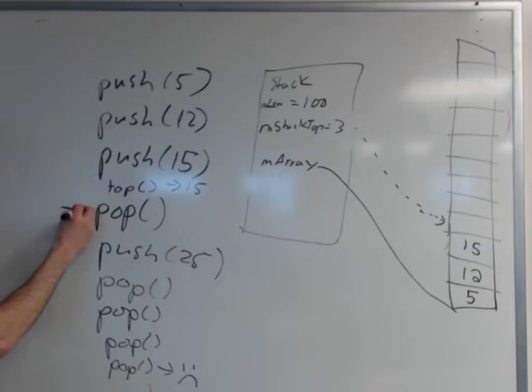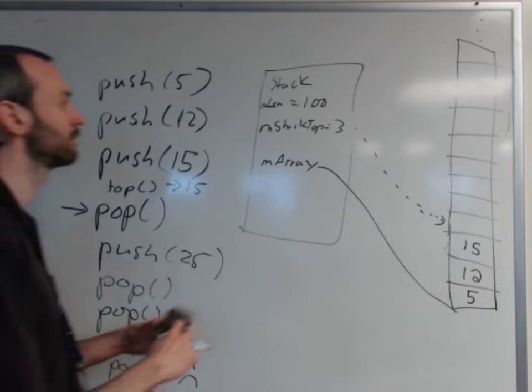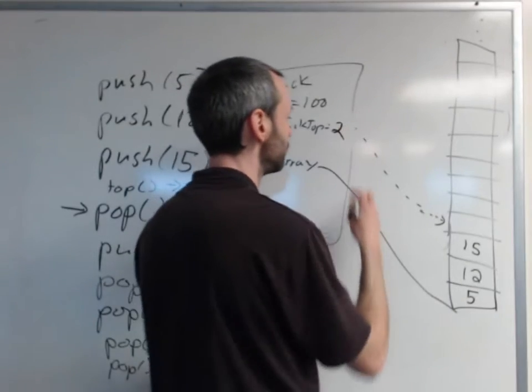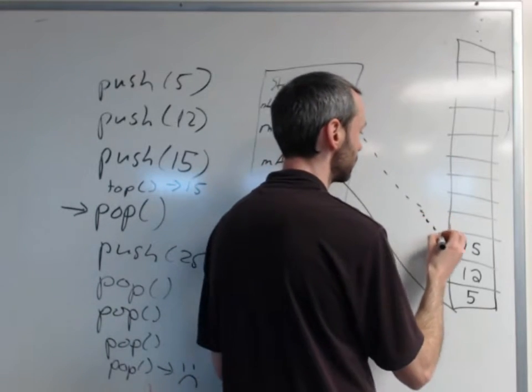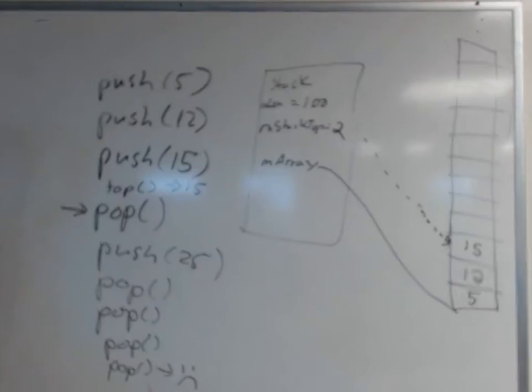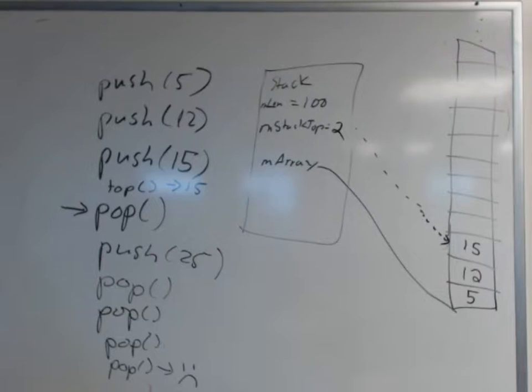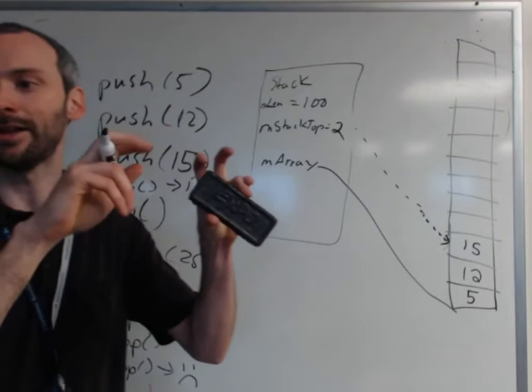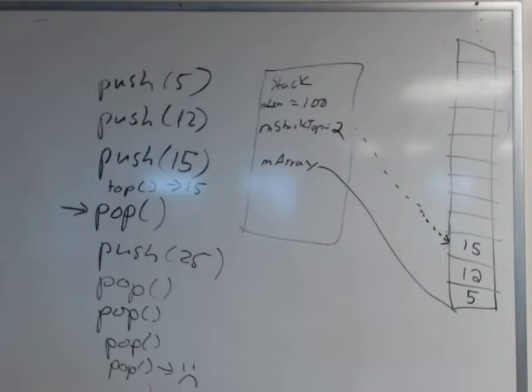And now we're going to pop. What do we do next? You don't do anything to the 15. You do one thing: you just change the stack top to 2. That's all you have to do. I mean, the 15's there, but it's now deallocated. It's been deallocated.